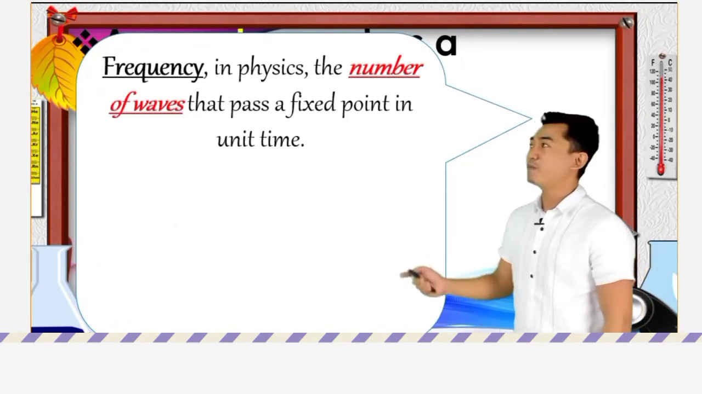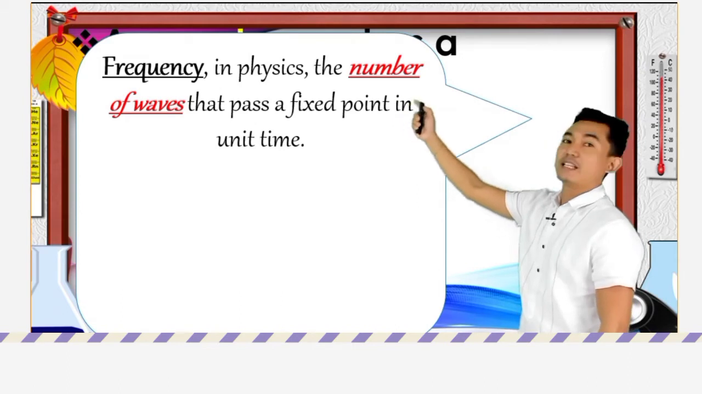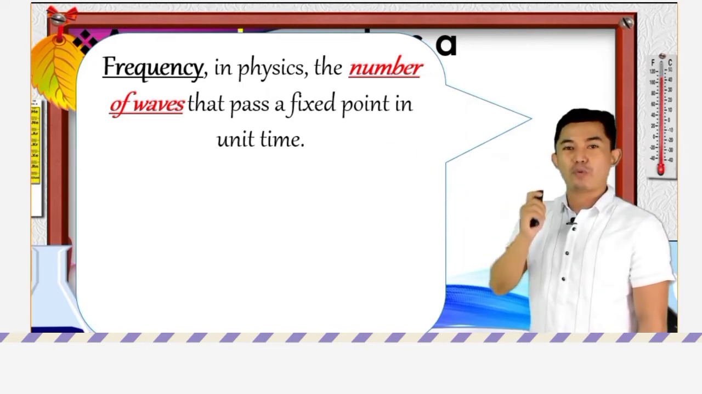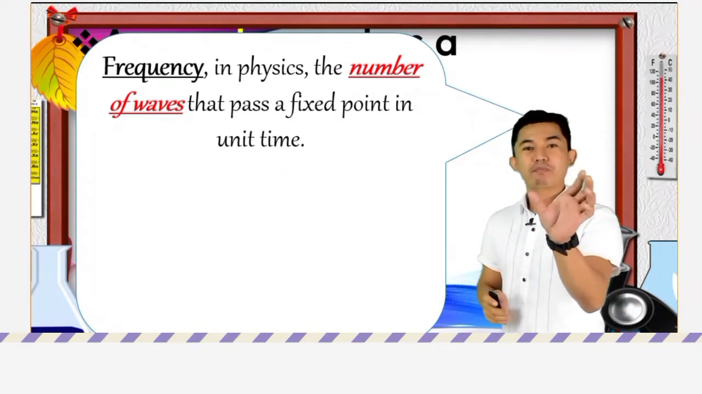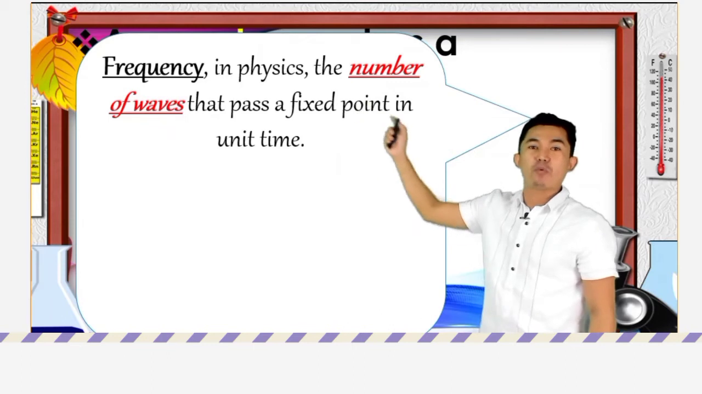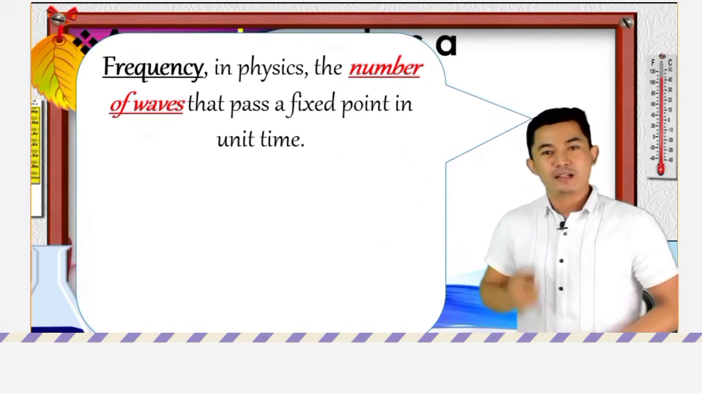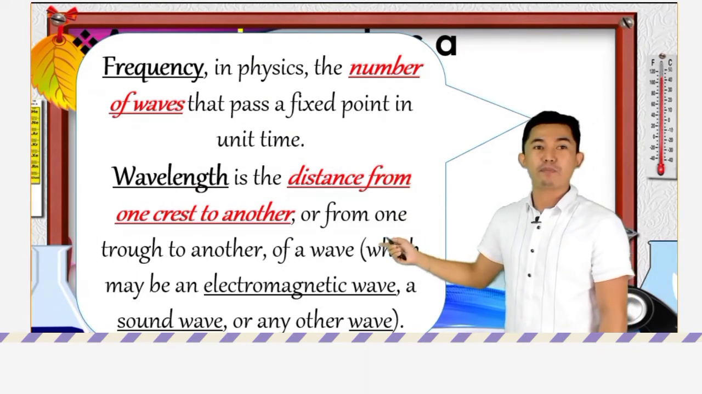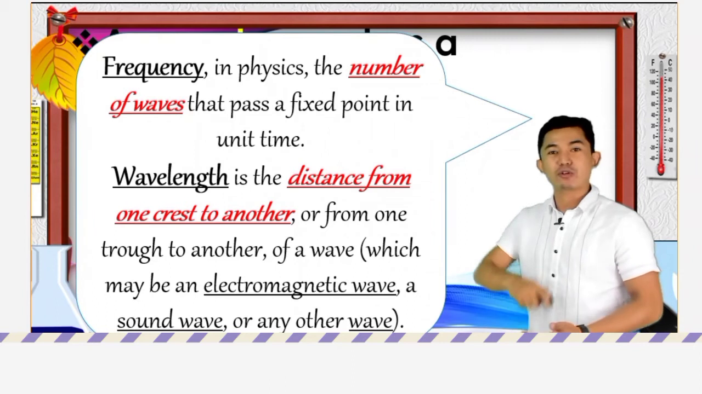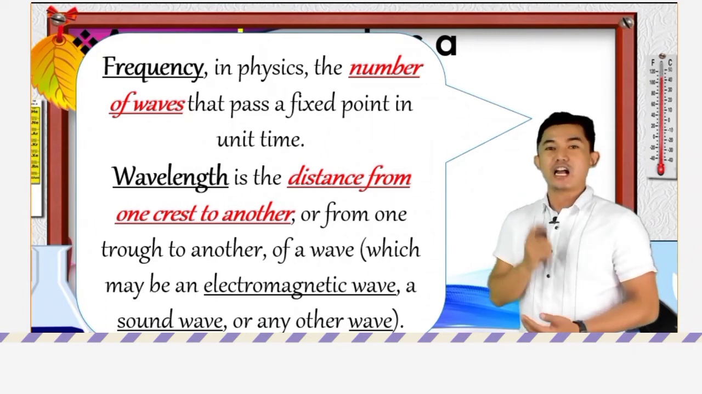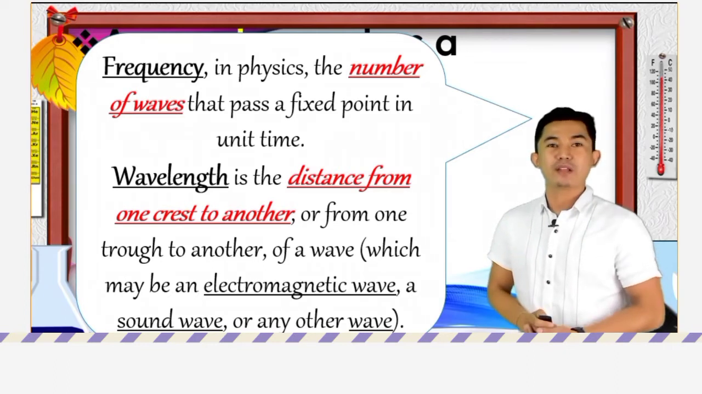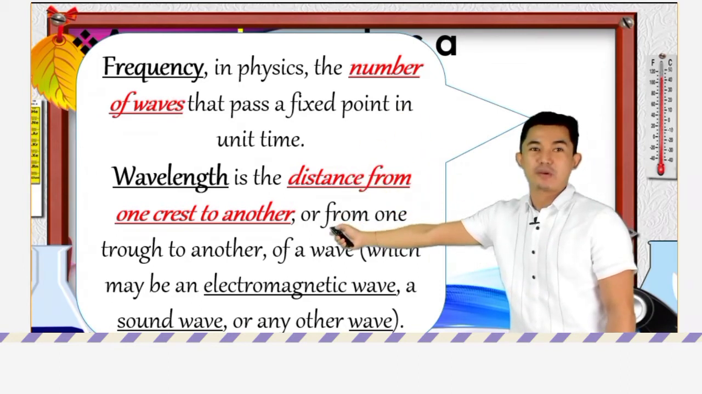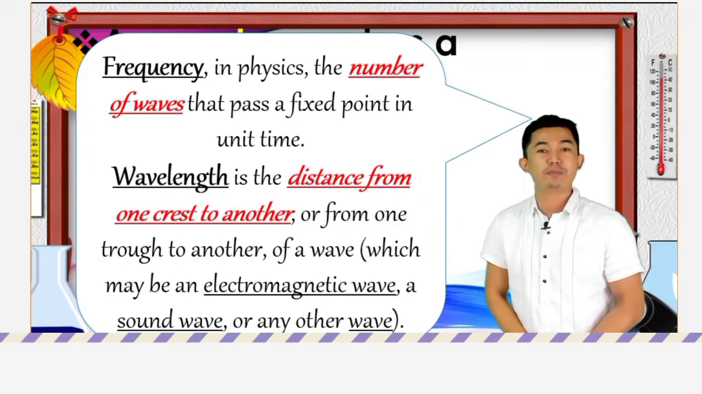So the meaning of frequency here in physics is the number of waves that pass a fixed point in unit time. I highlighted the words "number of waves." So do not forget those words for frequency: number of waves. Okay? Sir, how about wavelength? Wavelength is the distance from one crest to another or from one trough to another of a wave, which may be an electromagnetic wave, a sound wave, or any other wave. So in order for us to understand, I also highlighted the words "distance from one crest to another crest." Did you get it now, class? The difference between frequency and wavelength?